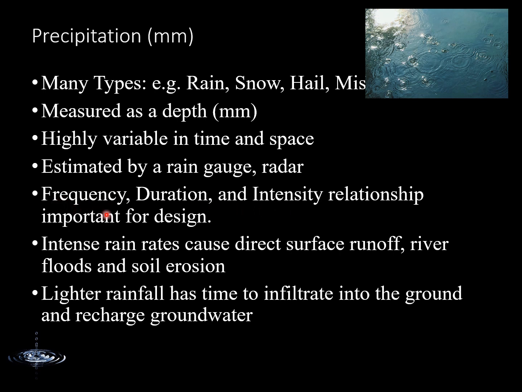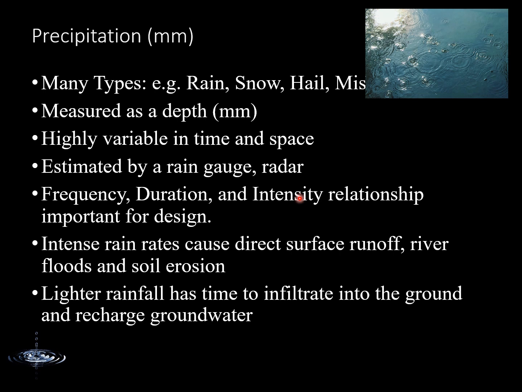Now, another thing, when it comes to design of different water infrastructures, we use frequency, duration, and intensity of rainfall. The relationship between the frequency of rainfall, so how frequent a particular rain occurs, for example, 100 millimeter per hour of rainfall, how frequent that occurs, right? And the duration of rainfall, and the intensity. So these three are quite important parameters.